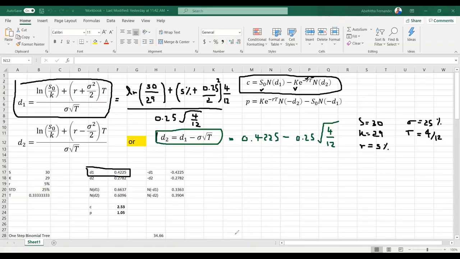So check whether you get this value over here. Check whether you get 0.2782 as the value of D2. The value of D2 should be 0.2782. So this should be 0.2782, right? D1 will be 0.4225. D2 will be 0.2782. So can you raise your hand if you got the answers for these?